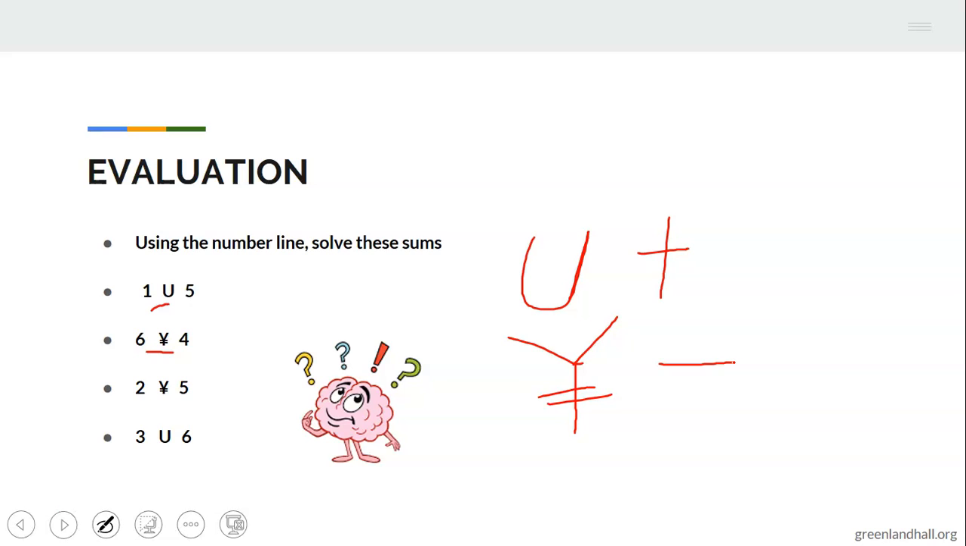Now, I want you to quickly do this for me on your paper. And let's see, 1 plus 5. What do we get there? 6 minus 4. What do we get there? 2 minus 5. What do we get there? 3 plus 6. What do we get there? Good. I think I've gotten some fast learners in the house and they have solved it very quickly. That's very good. Okay. You can see that you have done very well in that evaluation.